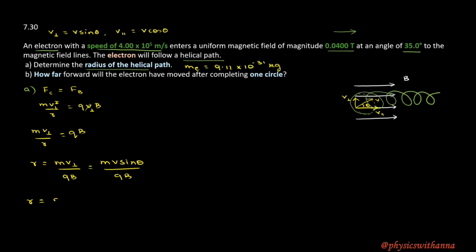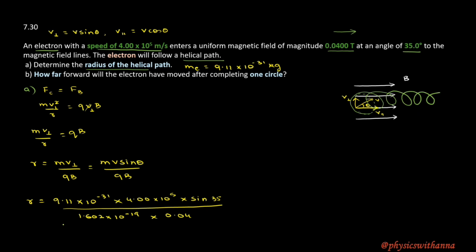So we write the mass as 9.11 times 10 to the power negative 31. Speed v is 4 times 10 to the power 5. Angle theta is 35. Charge of electron, we will only take the magnitude of the charge, which is 1.602 times 10 to the power negative 19. The magnetic field B is 0.04 Tesla. And when you solve this, you get the radius of the helical path to be equal to 3.26 times 10 to the power negative 5 meter.